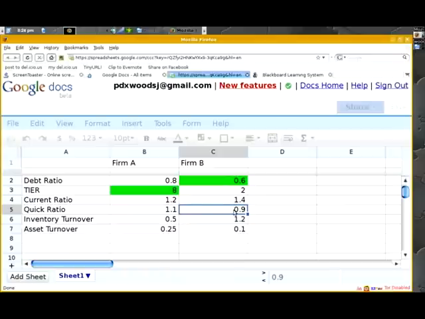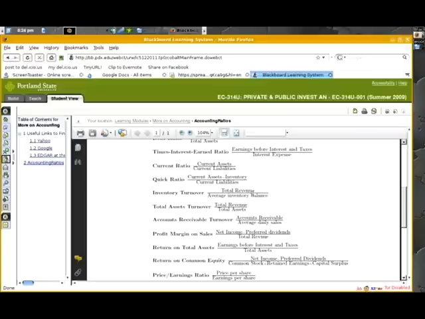So let's take a look at the current and quick ratio right here and sort out which one of these two firms is more likely to take out a loan or sell an asset in the near future to meet current expenses. Well, the idea is that firms which have high current and high quick ratios are ones which are less likely to take out a loan or sell an asset in the near future to meet current expenses.